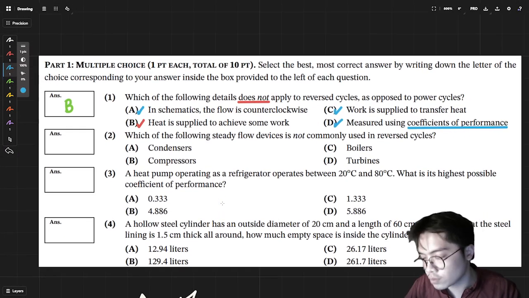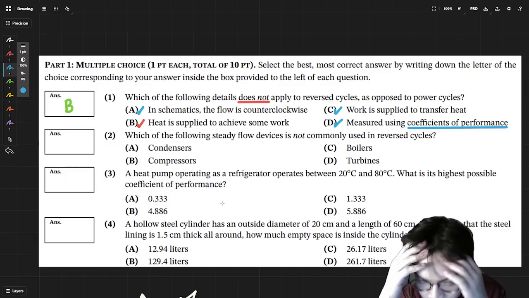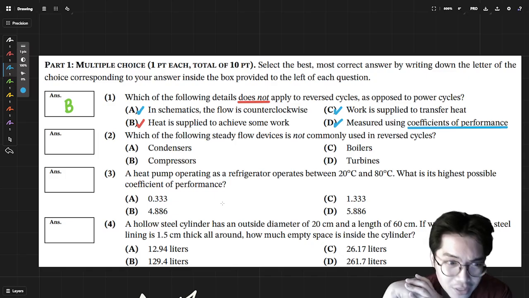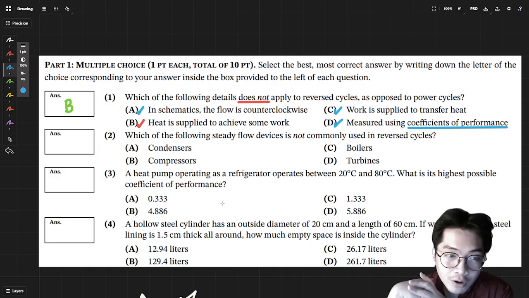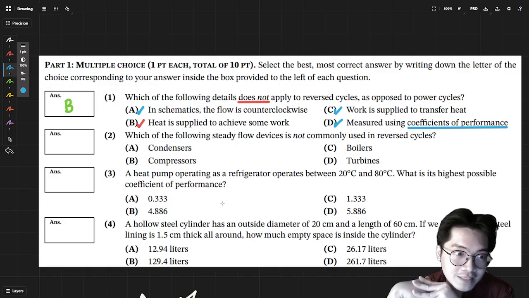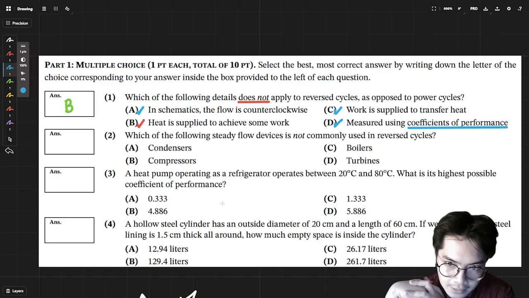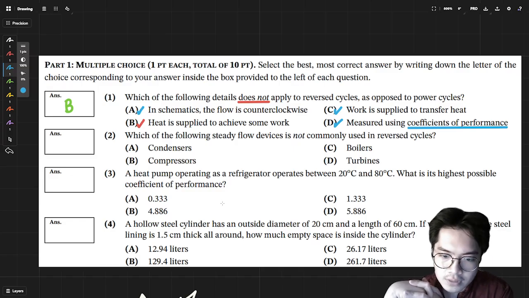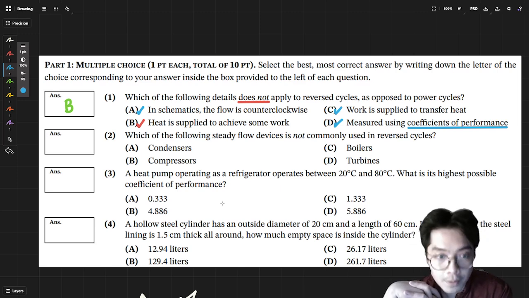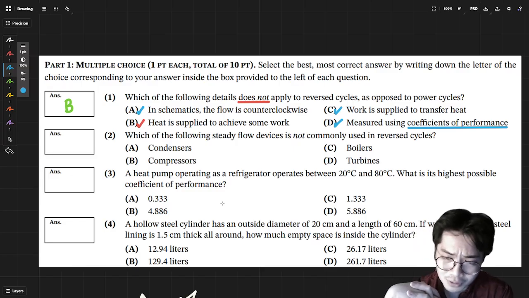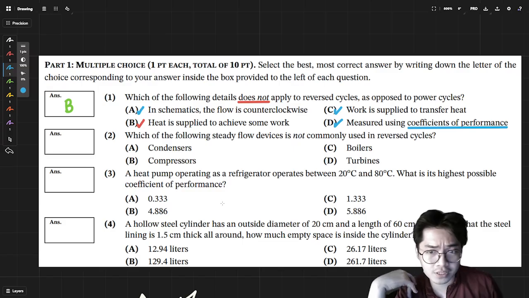Now for number two, I kind of meant to give this out as a bonus question, in the sense that there are two answers that I would think fit this description. Which of the following steady flow devices is not commonly used in reversed cycles? When I was thinking about this, I was not thinking about other reversed cycles. I was mainly thinking of, and I should have written down, the vapor compression cycle. And partially, I was also thinking about other reversed cycles.